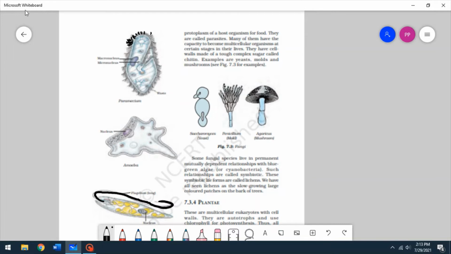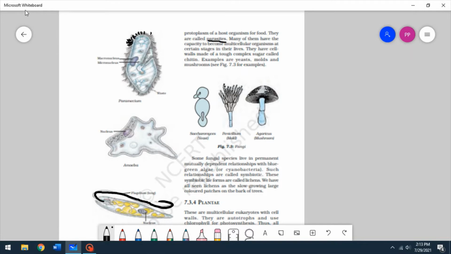They use the protoplasm of a host organism for food, and they're called parasites. So organisms which use the protoplasm of a host organism for food are called parasites. Saprophytes are organisms that use decaying organic material as food, while parasites are organisms that use the protoplasm of a host organism for food. These are important definitions that you are supposed to remember.